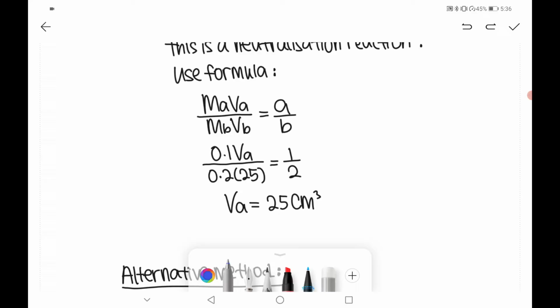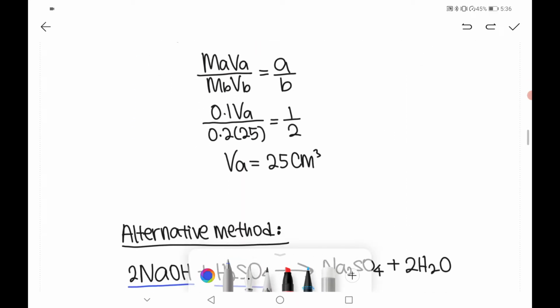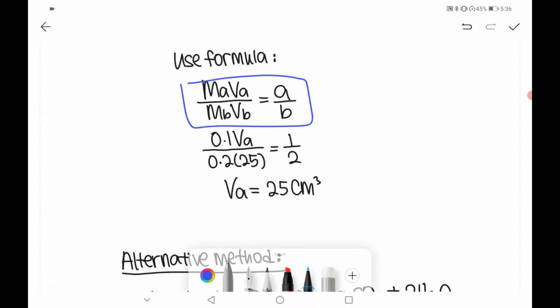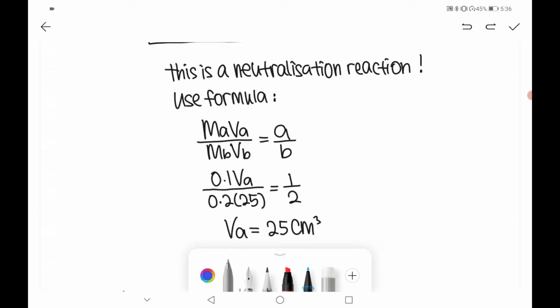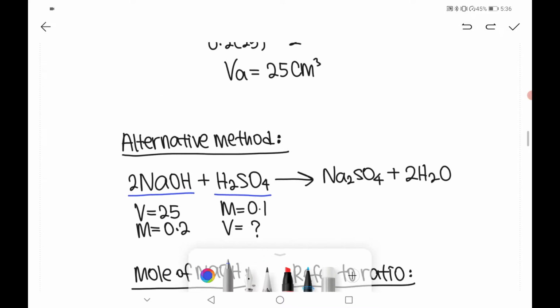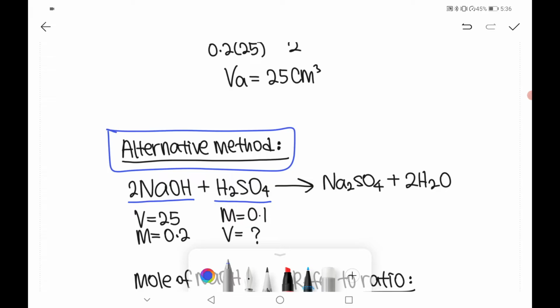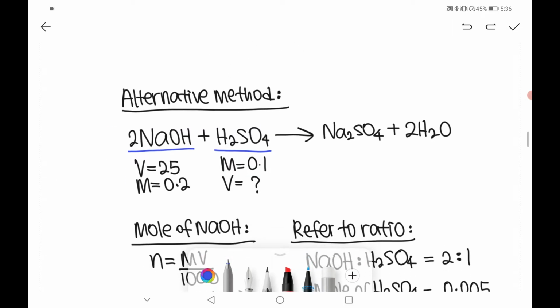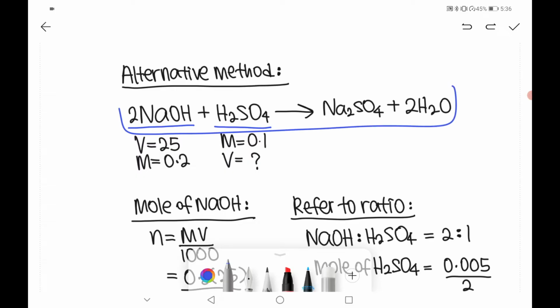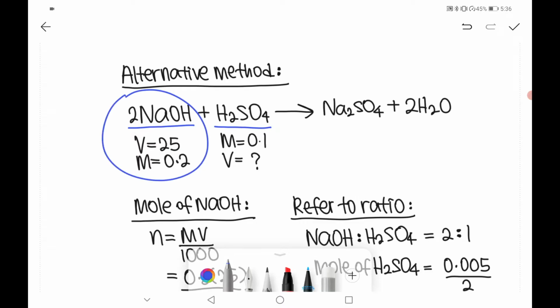Okay, so that's it. If you don't want to use this formula, MAVA over MBVB equals A over B, let's say in an exam you panic and totally forget this formula, you can still use the traditional method. You can use another alternative method. How to do the alternative method? Look here. This is the chemical equation. We know the volume and concentration of the alkali. We know the concentration of the acid, but we don't know the volume of the acid. So we can use the formula like this.